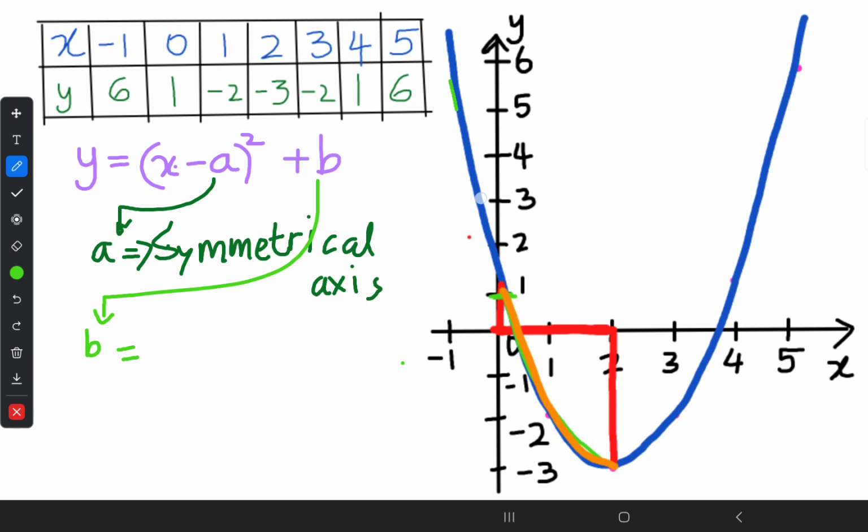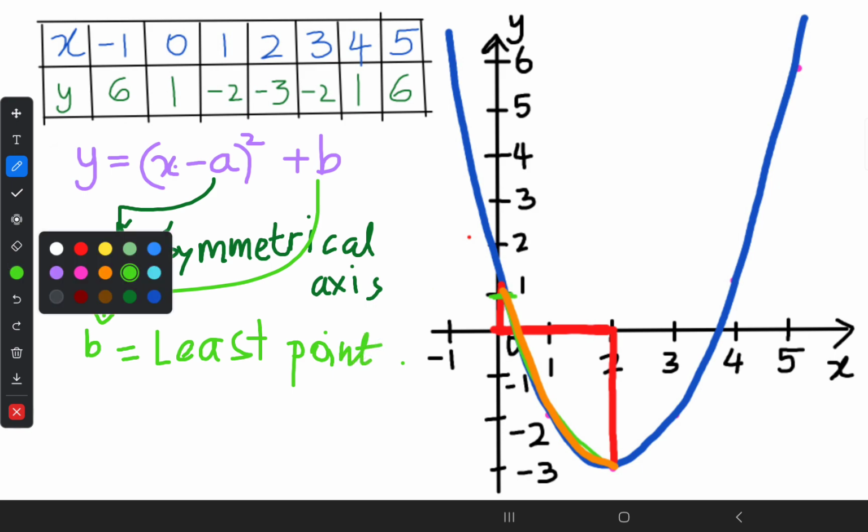If it is decreasing, that means a negative parabola, the B will indicate it. The constant is indicating the minimum point. If it is a positive parabola, that will indicate the highest point. This is indicating the least point. Not the coordinate, only the least point. Accordingly, now let's mark our A and B values.